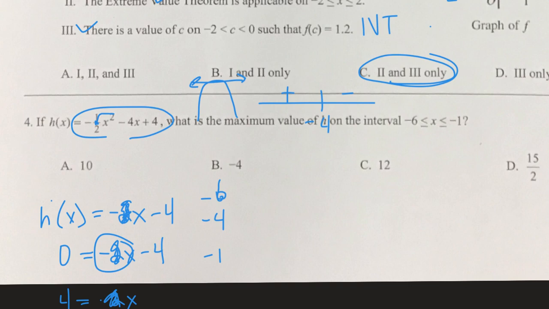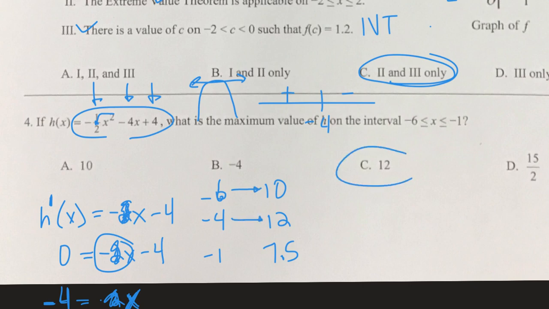So when we plug -6, -4 and -1 into your function, we'll figure out what those y values are. When I plug in my endpoint of -6, I get 10 as my y value. When I plug in -4, I get 12 as my y value. And when I plug in -1, I get 7.5 as my y value. So the maximum value, the y, is 12 when my x is -4. Okay, so the answer is 12, not -4.